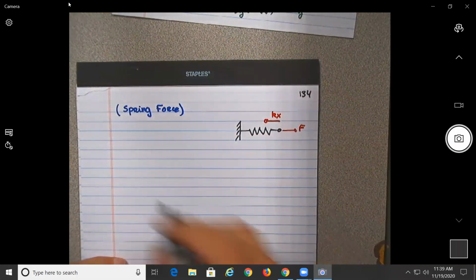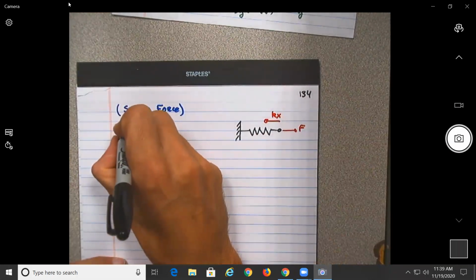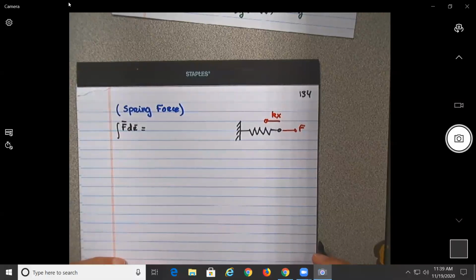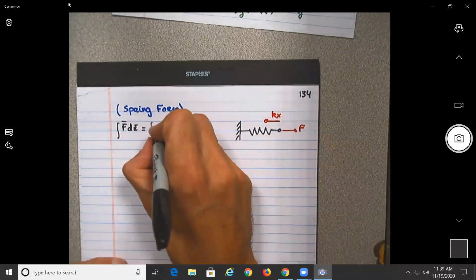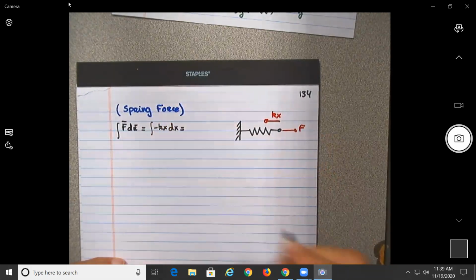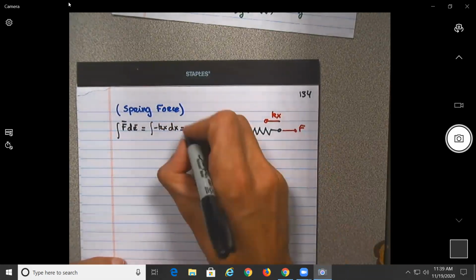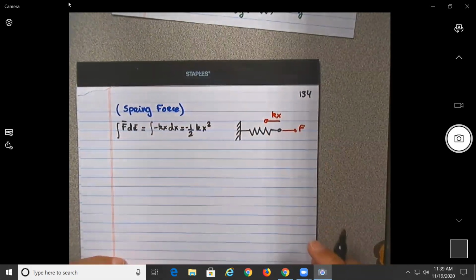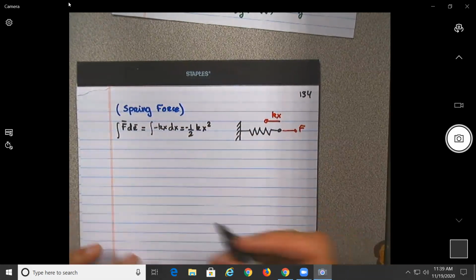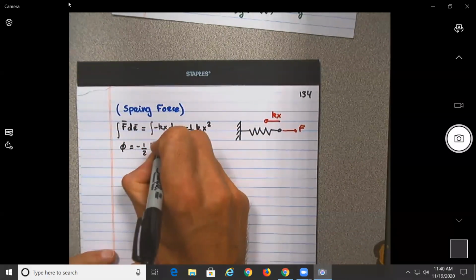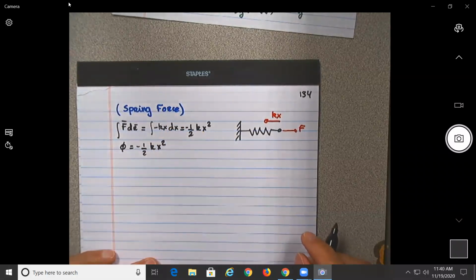So basically, if we look at the work done by the spring force, V should be equal to what? Integral of minus kx, and for 1D, dr will be dx. So this will be negative 1/2 kx squared. So again, comparing as before, we could assume that then the potential function here will be minus 1/2 kx squared. Okay?